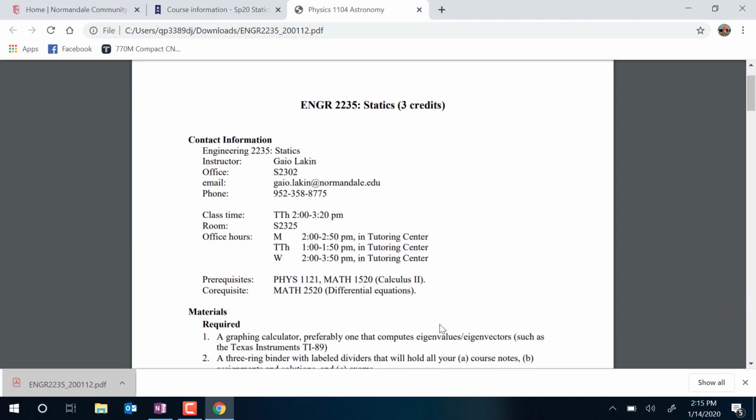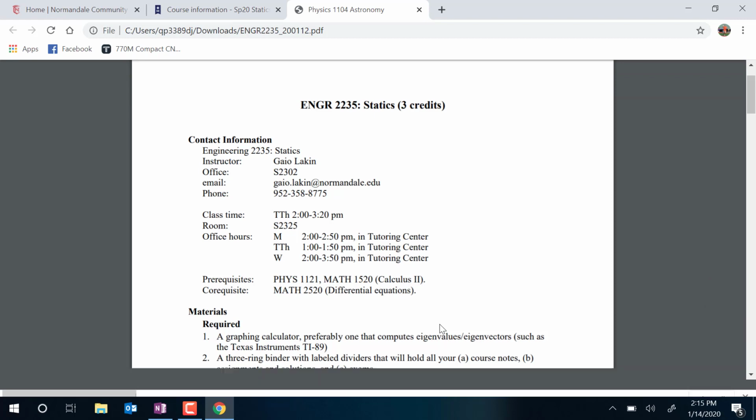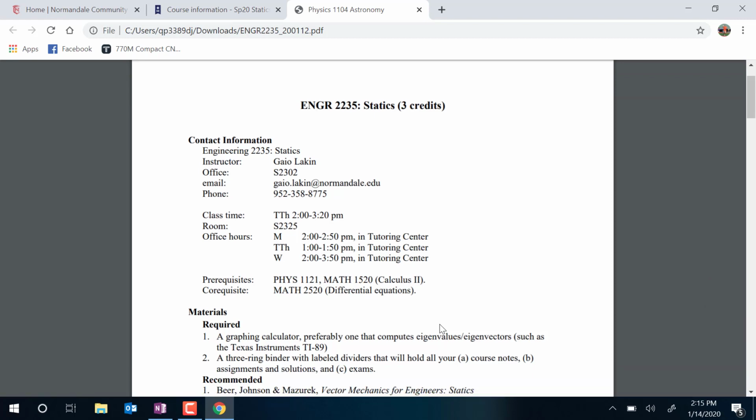Okay, statics, this is a 3-credit class, and that actually has important information in it because it tells you what the expected workload is for this class. 3 credits means we're spending 3 hours a week in class, and the expected workload universally for a 3-credit class or for any college class is 2 to 3 hours outside of class for every hour in class.